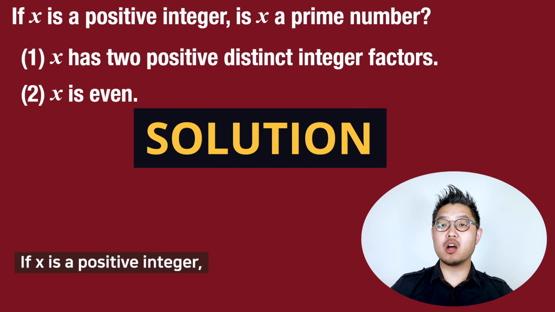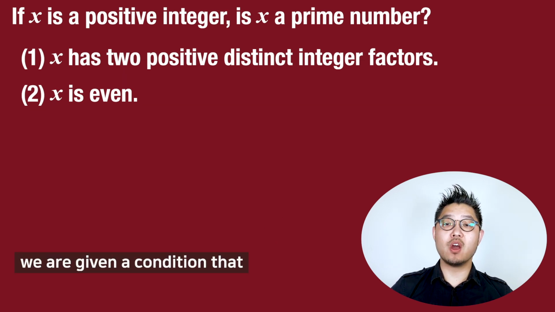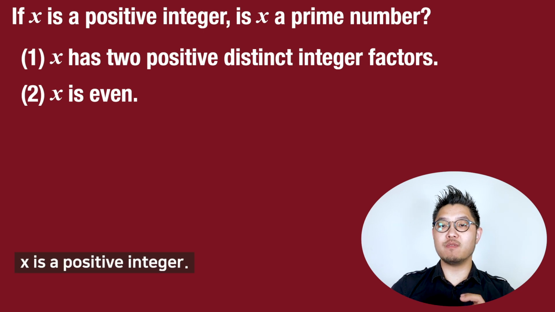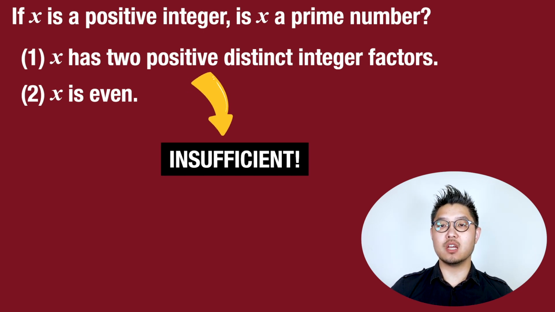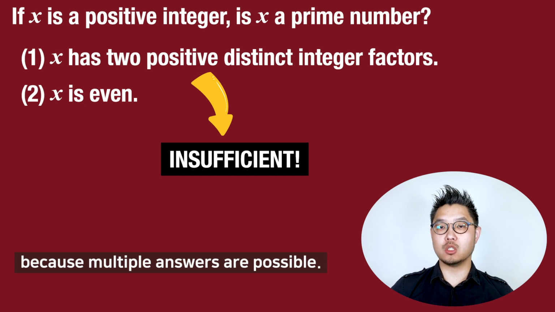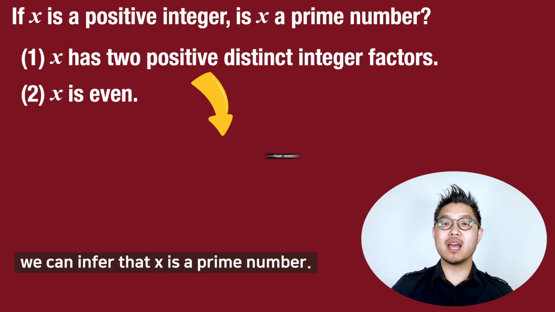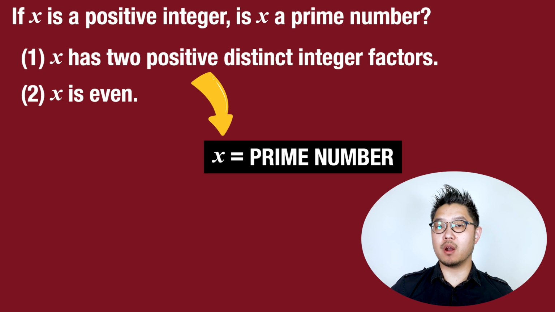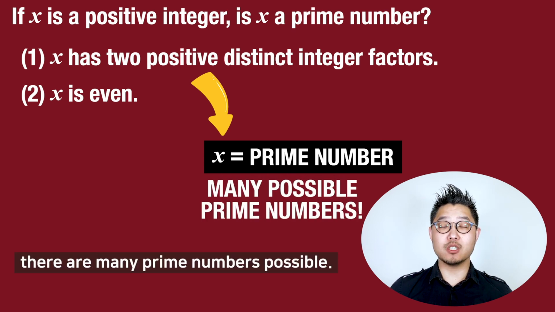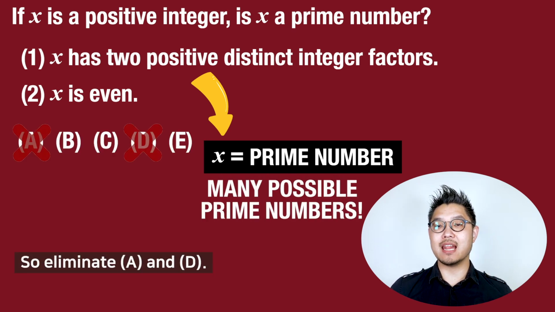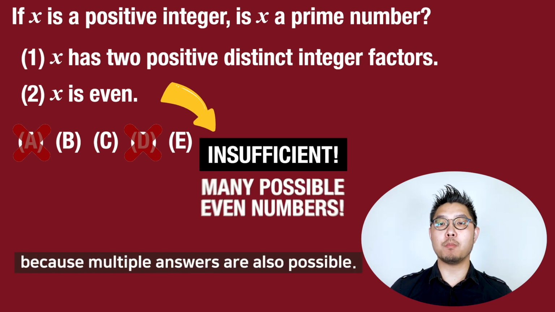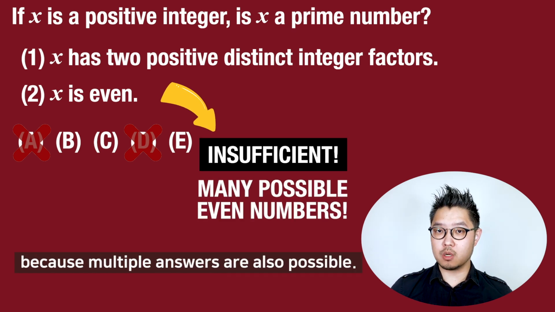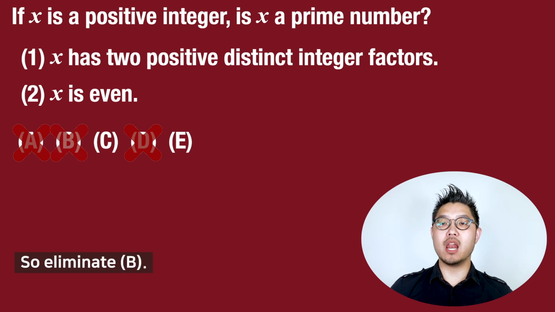If x is a positive integer, is x a prime number? In this question, we are given a condition that x is a positive integer. For statement 1, it is clearly insufficient because multiple answers are possible. With statement 1, we can infer that x is a prime number. However, there are many prime numbers possible, so eliminate A and D. For statement 2, it is insufficient alone because multiple answers are also possible. There are many even numbers, so eliminate B.